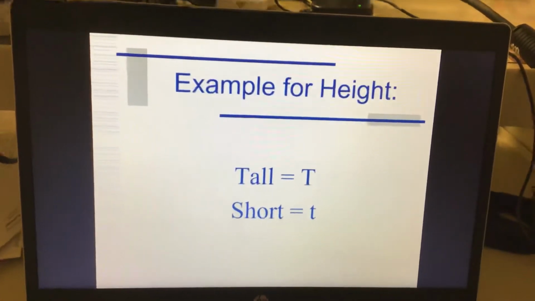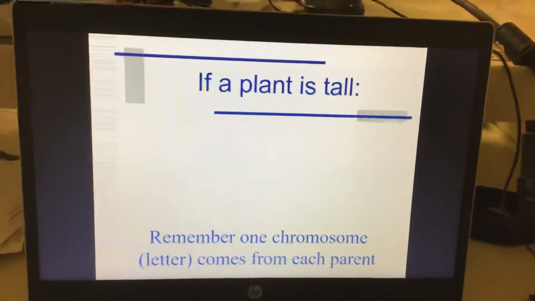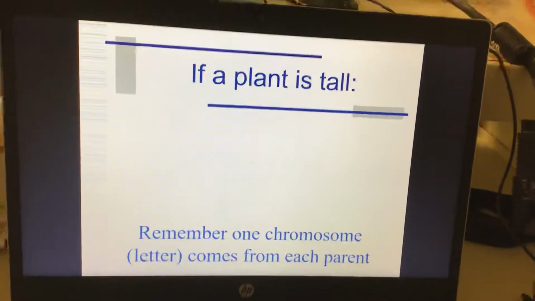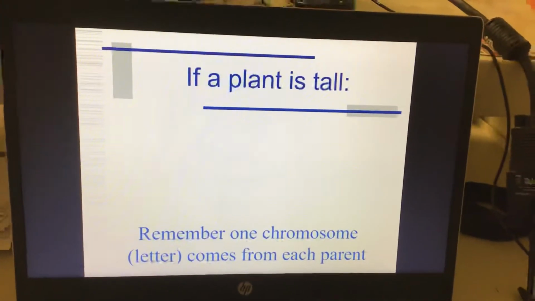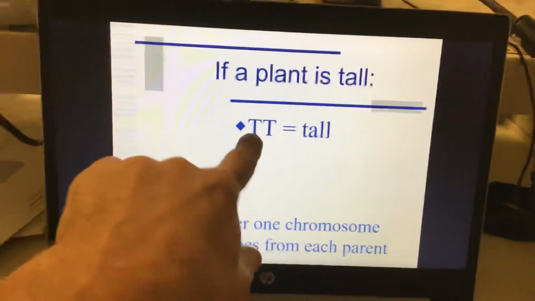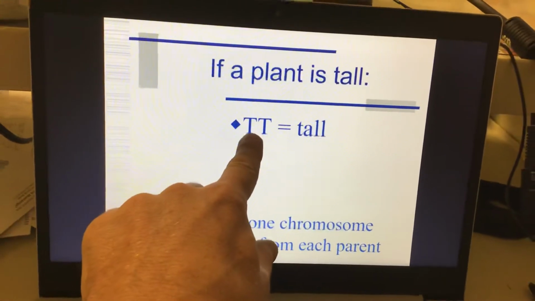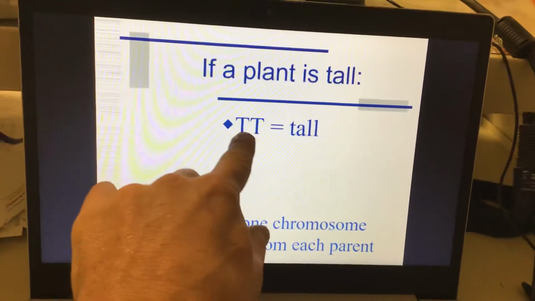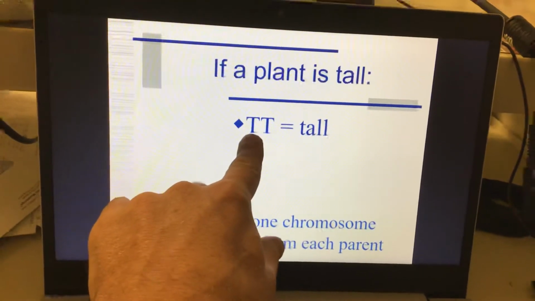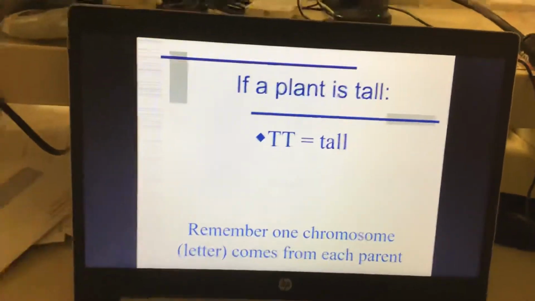So hopefully this makes sense so far. So if we looked at this, and nothing to write, but if a plant is tall, we can have a couple combinations of genotypes. A big T. Now, keep in mind, it's going to get one of these T's from mom and one from dad. It might be this one, it doesn't matter, okay? But if it gets a big T from mom and a big T from dad, it's going to be tall.